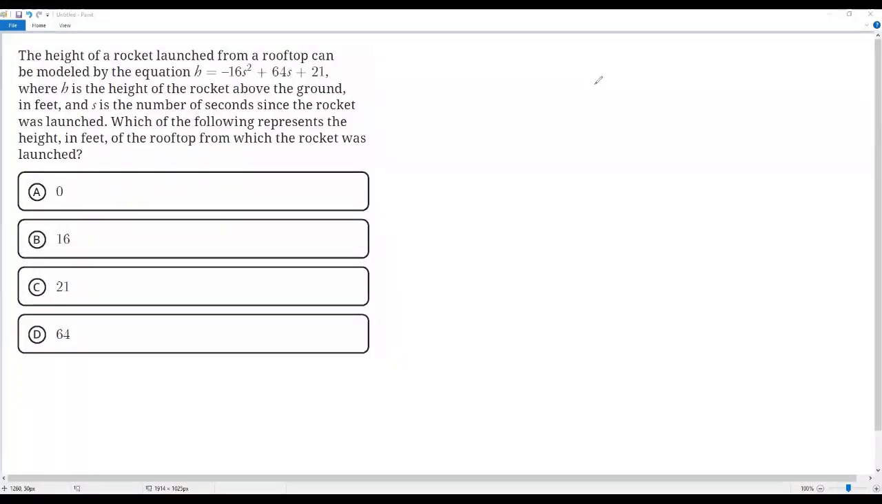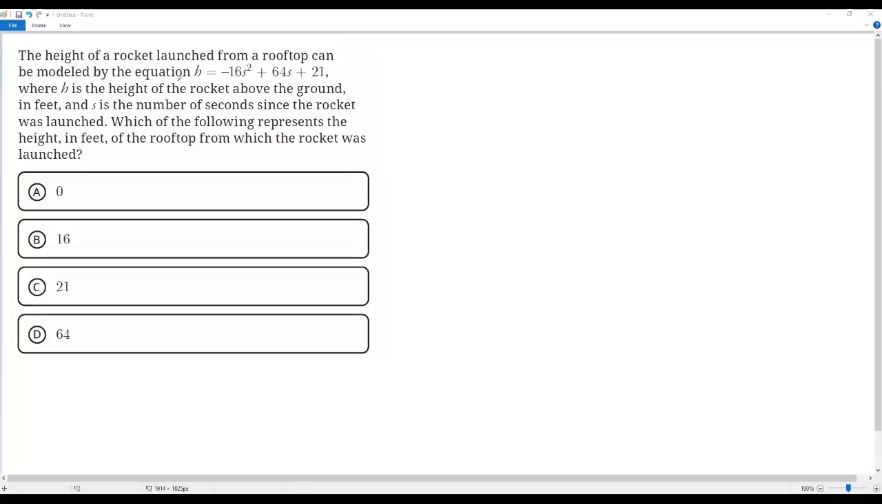The height of a rocket launched from a rooftop can be modeled by the equation h equals negative 16 s squared plus 64 s plus 21, where h is the height of the rocket above the ground in feet, and s is the number of seconds since the rocket was launched. Which of the following represents the height in feet of the rooftop from which the rocket was launched?